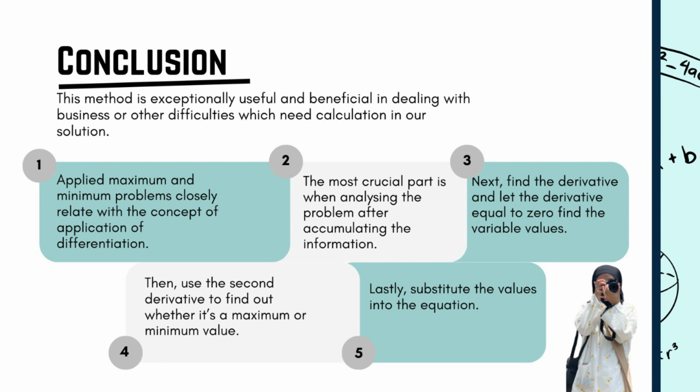First, applied maximum and minimum problems closely relate with the concept of application of differentiation. Second, the most crucial part is when analyzing the problem after accumulating the information. Next, find the derivative and let the derivative equal to 0 to find the variable value. Then, use the second derivative to find out whether it's a maximum or minimum value. Lastly, substitute the value into the equation.